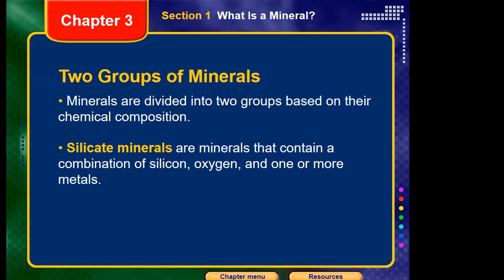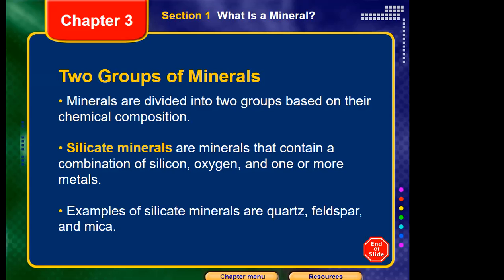Actually, silicate minerals represent 90% of the Earth's crust. So that means they are the most abundant in the Earth's crust. The other category or the other type of minerals, we call them non-silicate minerals.